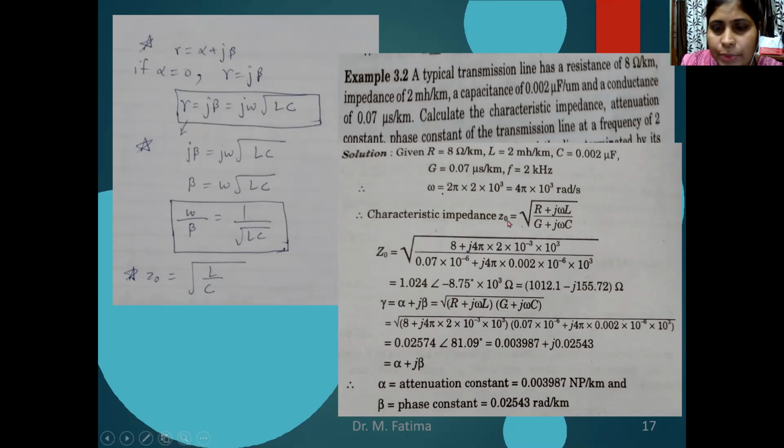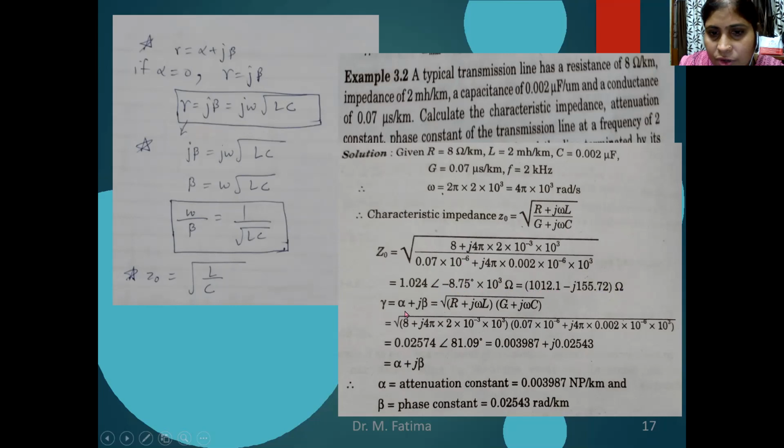The characteristic impedance is given by under root of R plus j omega L upon G plus j omega C. So here the values are put: the value of R, and the values of omega and inductance. Similarly, the values of conductance, omega and C are written here. This comes out to be equal to 1012.1 minus j 155.72 ohms.